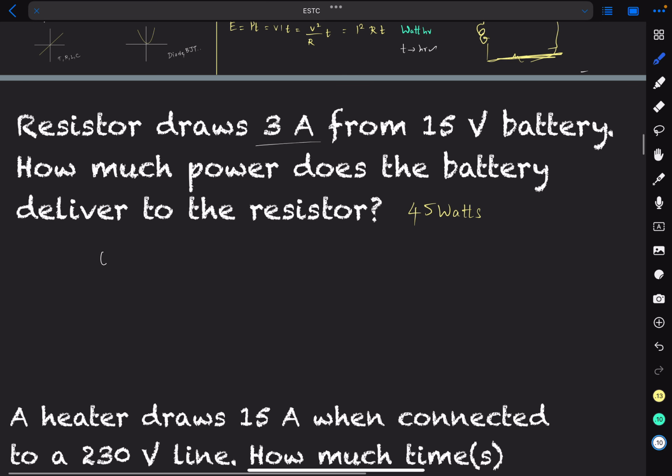A resistor draws 3 ampere current from a 15 volt battery. How much power does the battery deliver to the resistor? We are supposed to find the power. P is equal to IV. You know that. 15 into 3.